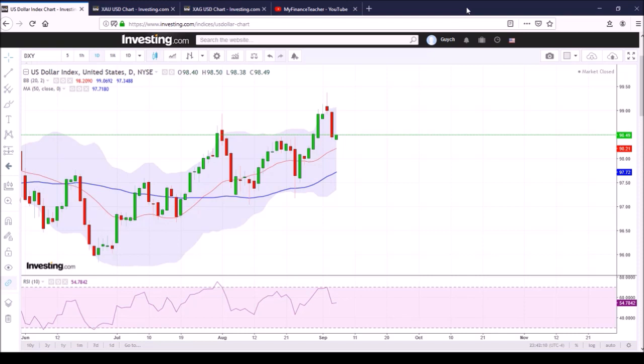We're going to look again at precious metals today, but first we're going to start with the US dollar. In front of us is a daily chart of the US dollar index. Here's what I see on the chart in terms of cycles.